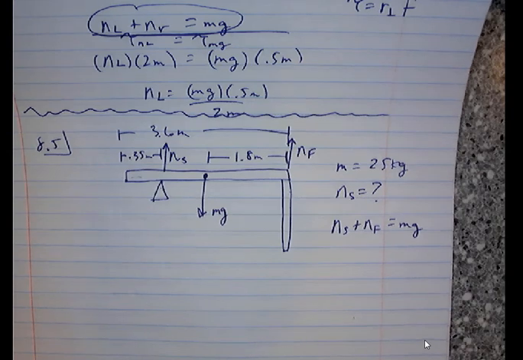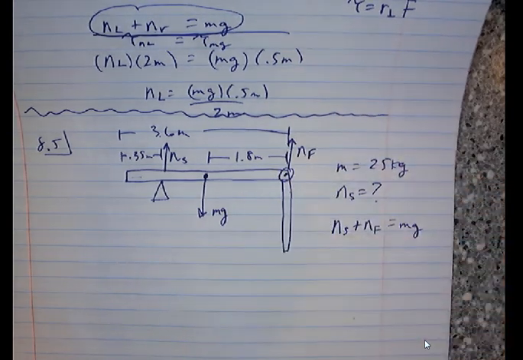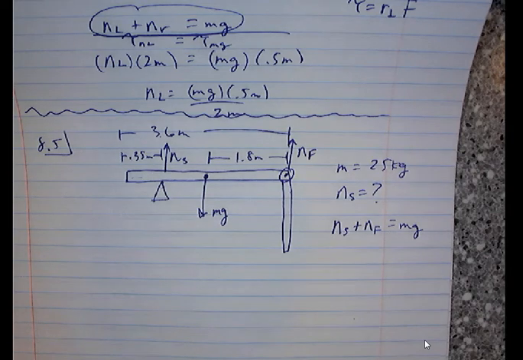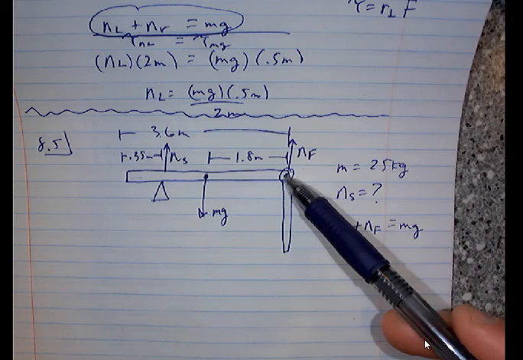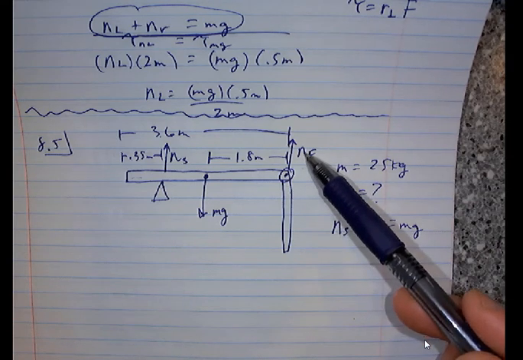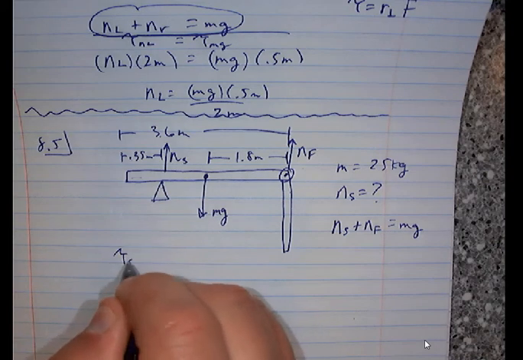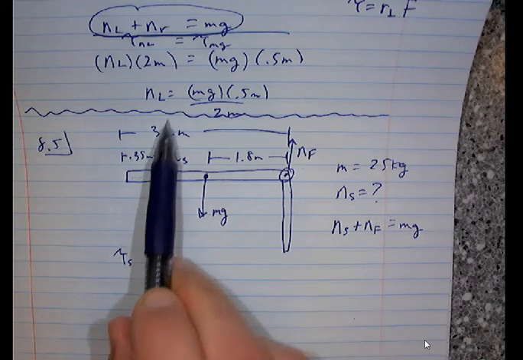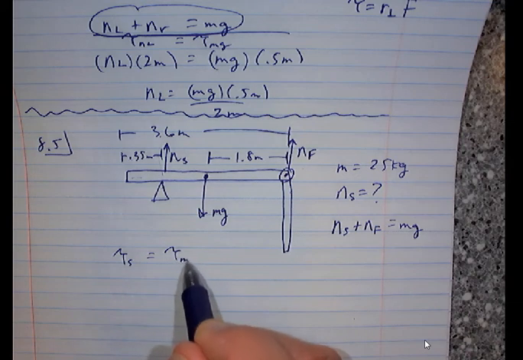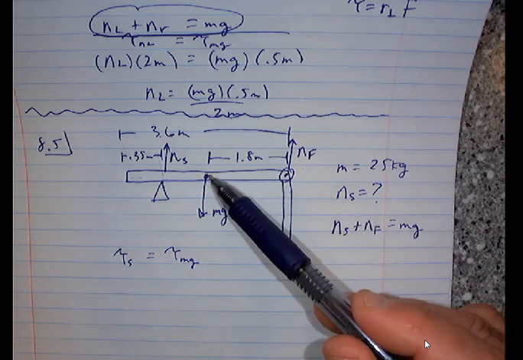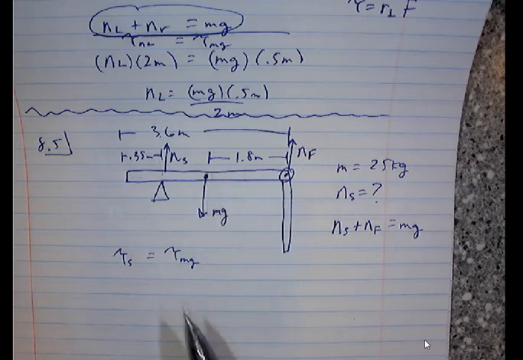We could try torques. So let me pick this as the pivot point. And you can pick any point that you want to. I'm choosing this as the pivot point because if this is the pivot point, this doesn't cause any torque about that pivot point. So the torque from the shoulder would make it go clockwise. It's got to be equal to the torque from the actual weight of the shape here, making it go counterclockwise.